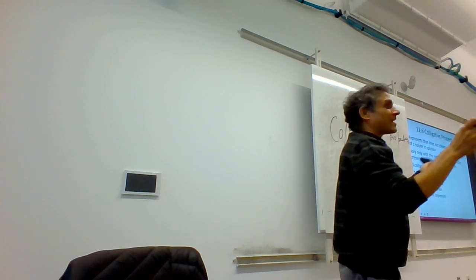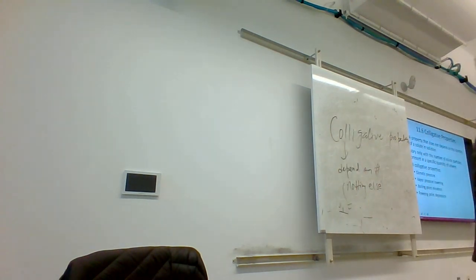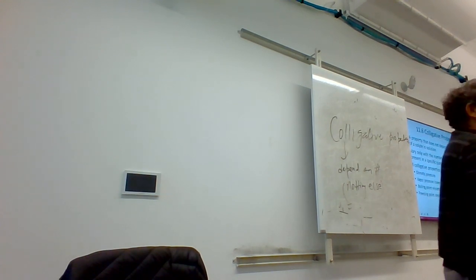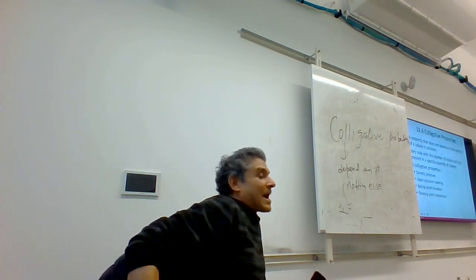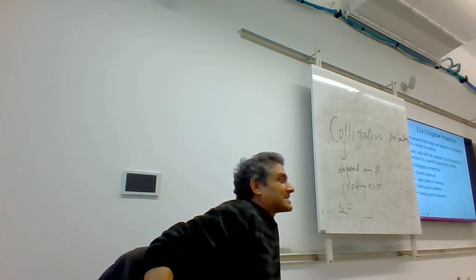So if you are looking at a property, it depends only on the number of particles. How many particles are there? But how big is a particle? How tall is a particle? How short is a particle? It doesn't count. You see that? So this class is like a perfect example. The size of this class is 30, right? So our class property is like the colligative property.